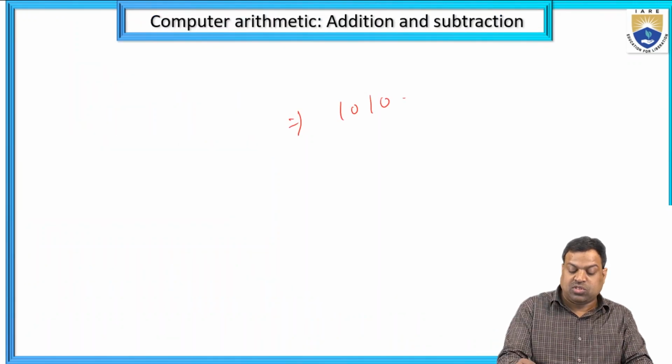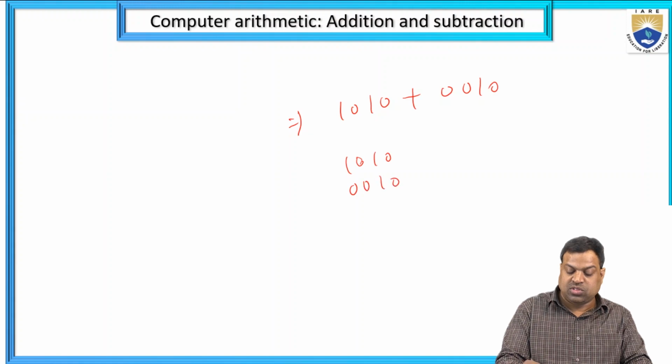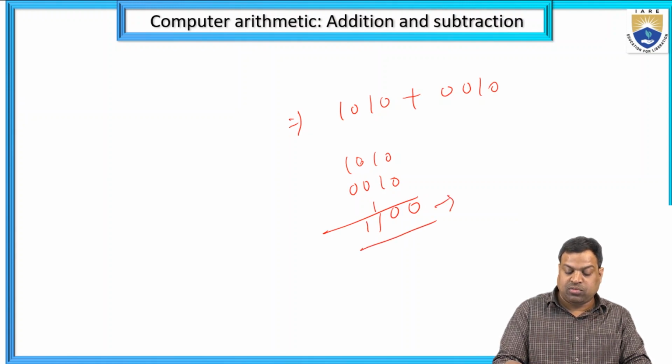1 0 1 0 plus 0 0 1 0, addition. So 0 plus 0 is 0, 1 plus 1 is 10, 0 plus 0, 1 plus 0. It is the resultant of the addition.